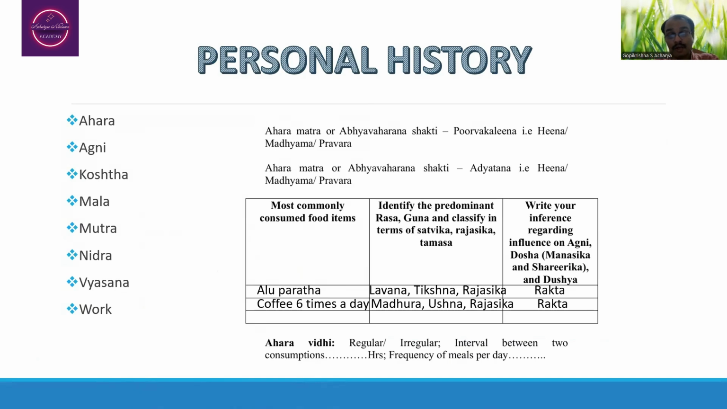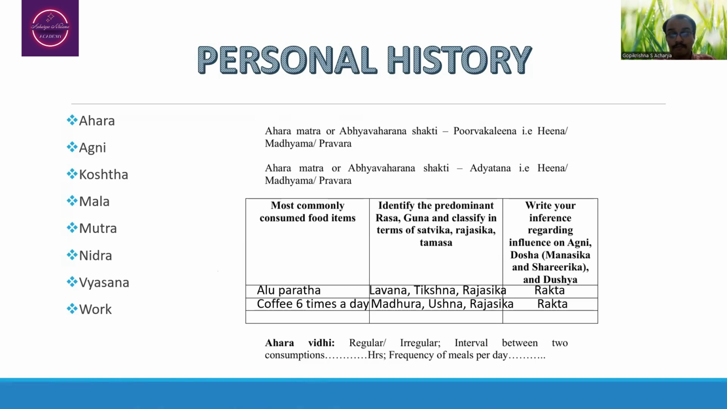As far as personal history is concerned, here we are going to note what kind of ahara matra, whether he was having more or less amount of food earlier, and what his present-day altered diet habits are. That has to be known. Whether he is taking a little amount of food or a large amount of food will be considered, so here is the documentation.